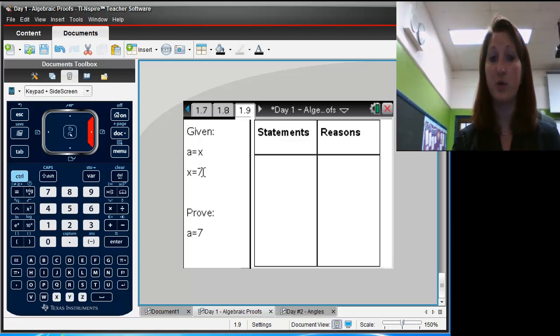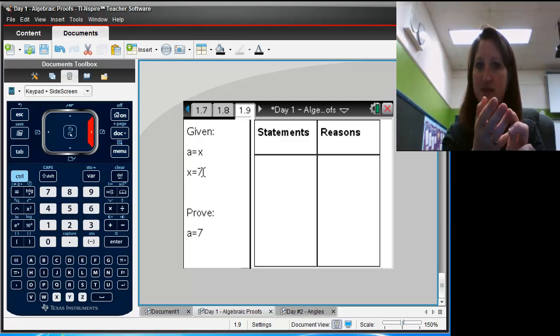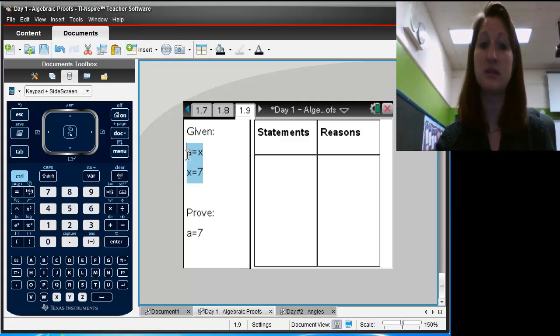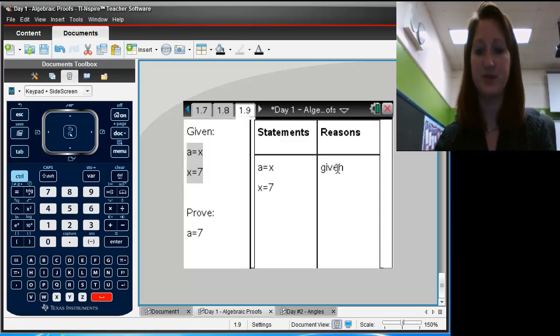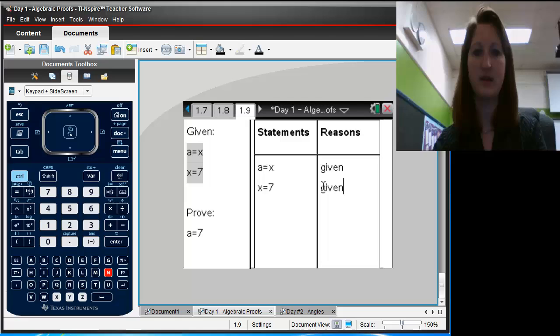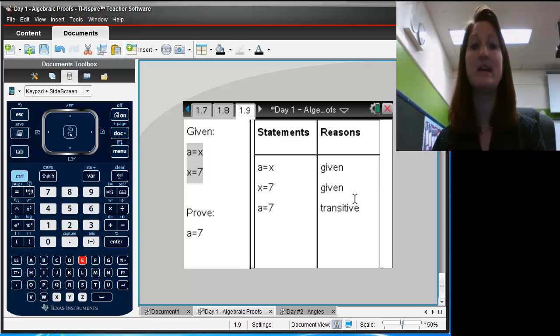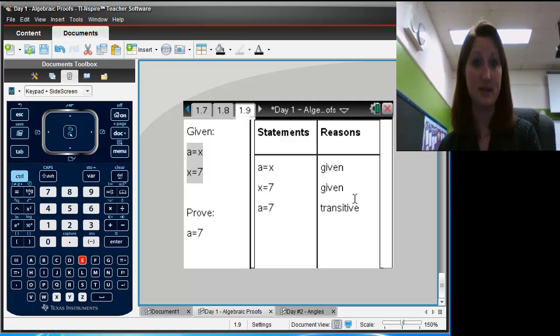When you read it, they go in order. A equals x equals 7. So the x's are kind of the things in the middle that are going to get crossed out, and a will equal 7. So this one's really simple. We take our two givens and put them in the proof. The reason we know that those two things are true is that they were given to us. And then the last thing that we put in the proof is what they want us to prove, a equals 7. And we know that that is true using the transitive property. So even in an algebraic proof, you can use those properties: symmetric, reflexive, and transitive.